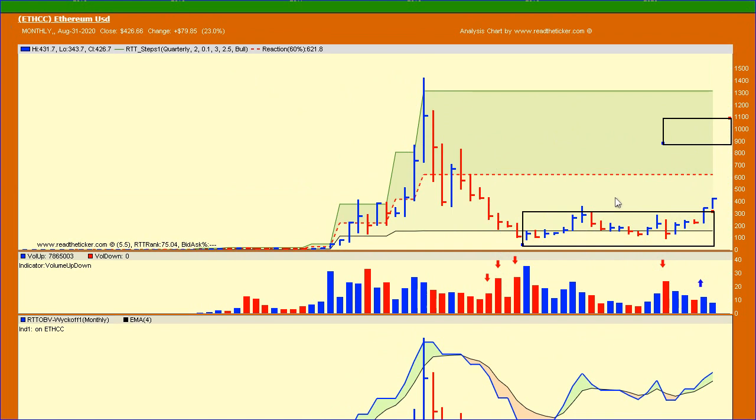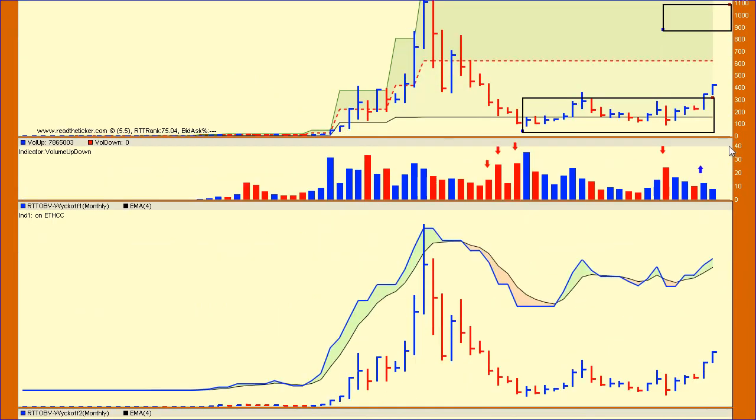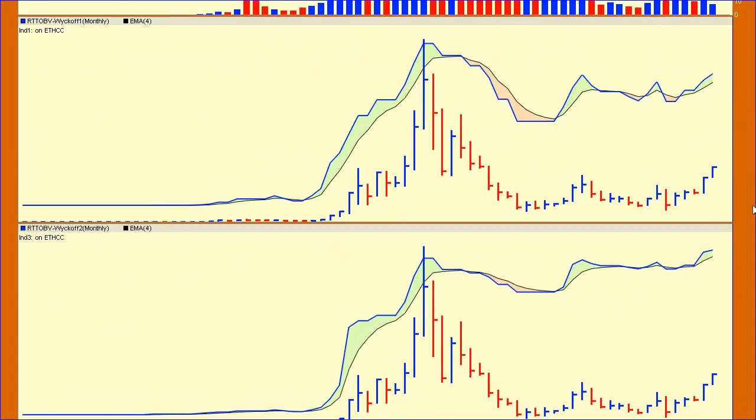You don't need 10, you don't need 30, you need 1, 2 or 3, because the gains can be spectacular in this type of market where there's lots of liquidity around. I also like to use customized RTT OBV signals on a monthly chart. As you can see here, volume. These indicators measure volume relative to price and how much damage it does. So if there's no damage and it's going up, that's great.